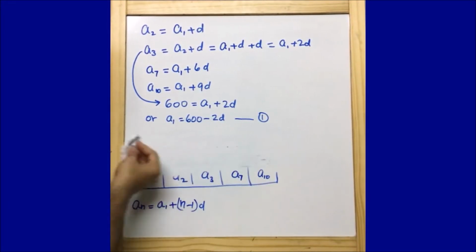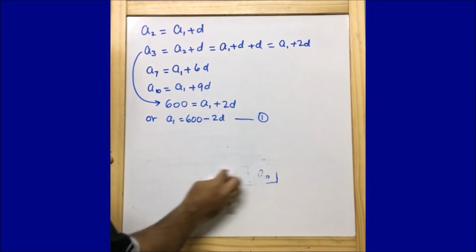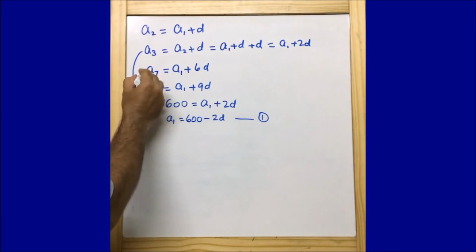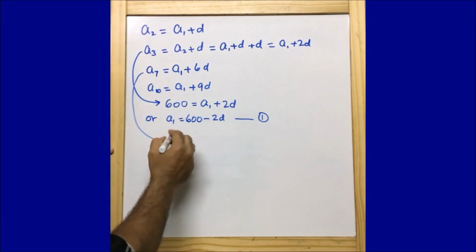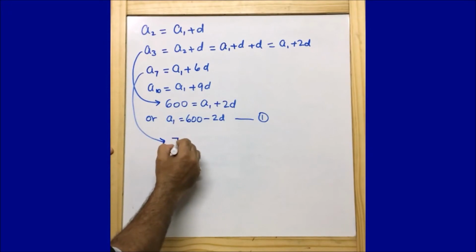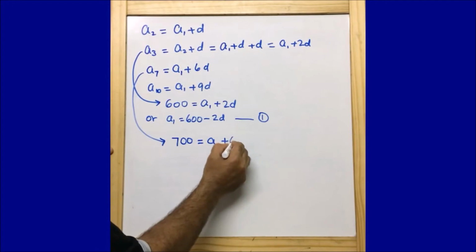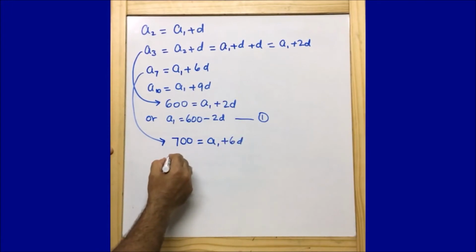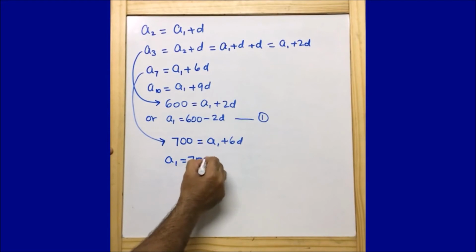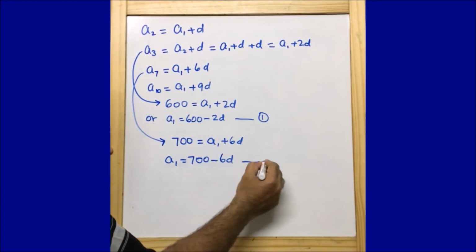600 minus 2d. Now similarly, taking the value of what is given in equations, for a7 I can write a7 is equal to 700, which is equal to a1 plus 6d, or I can say a1 is equal to 700 minus 6d. Let's make it as equation 2.